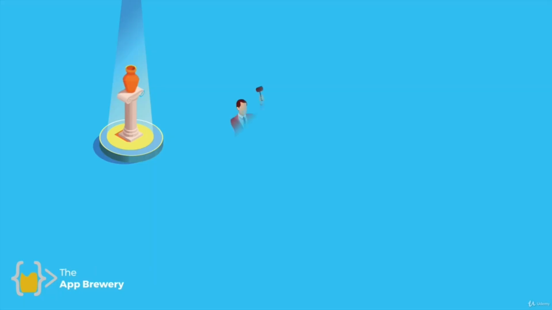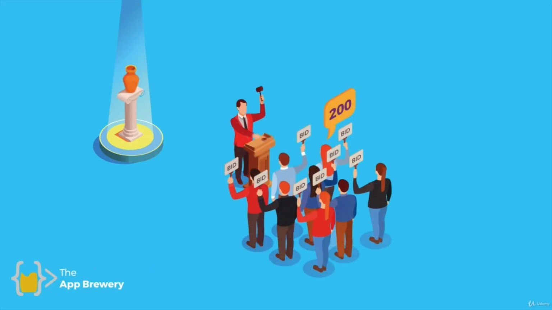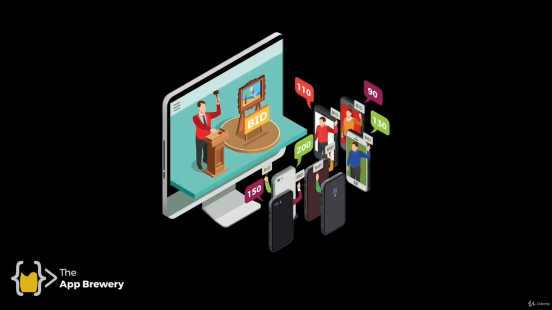We all know that there are auctions where everybody bids and you can see everybody else's bid, and the auctioneer gets you to bid higher and higher values. Now, there's also a type of auction called a silent auction, where everybody bids silently and no one knows the other person's bid until at the very end of the auction, where the highest bid is revealed. That's what we're going to be building.